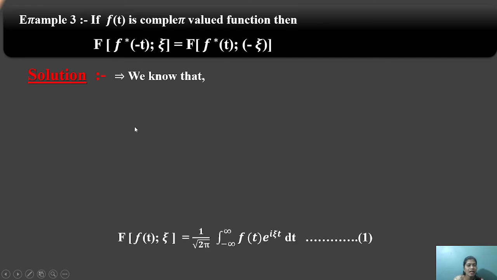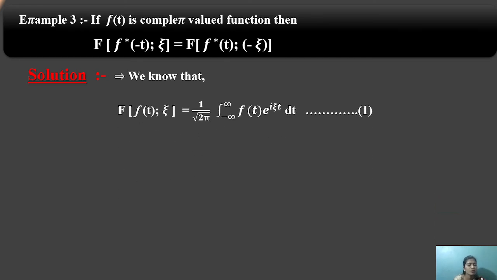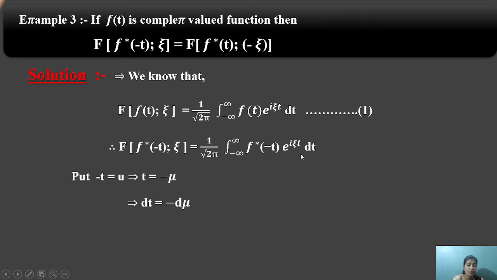Then we know the Fourier transform of f(t) at xi equals 1 upon square root of 2 pi, integration from minus infinity to infinity of f(t) e to the power i xi t dt. This will be the first equation. After that, put this function in this equation. The Fourier transform of f star of minus t at xi equals 1 upon square root of 2 pi, integration from minus infinity to infinity of f star of minus t e to the power i xi t dt.